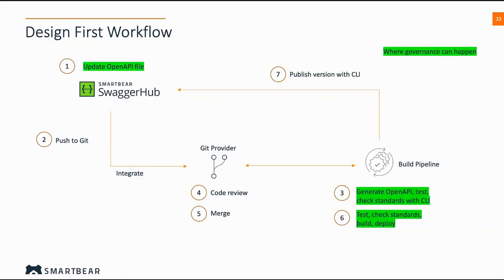Governance, where can governance happen? Where can you apply your standardization? With the upcoming change to the CLI tool, you'll be able to do this during your build pipeline and during the design phase, just to show that this can happen in multiple places, not just something that happens within SwaggerHub.